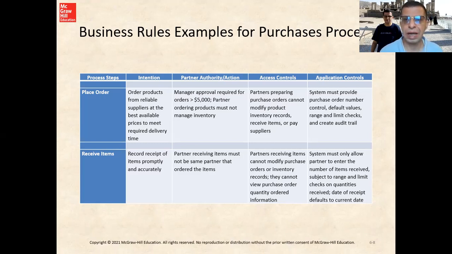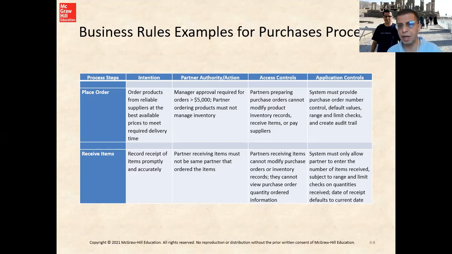And that's access control. The application control system must provide purchase order number control through the numbers. Maybe it could be a default value, something between $5,000 to $6,000, and limit checks if it's been approved by the manager, and create an audit trail also. That's from placing an order.